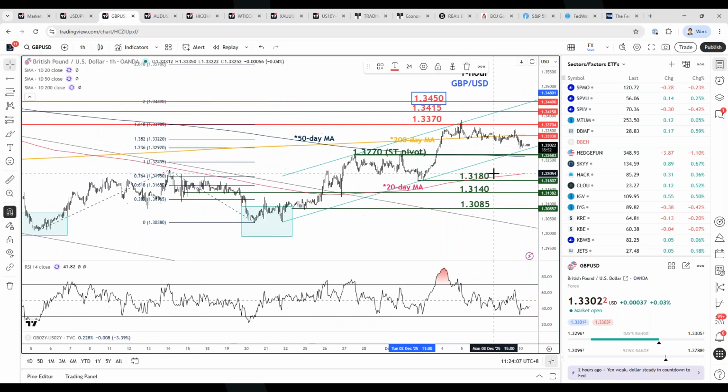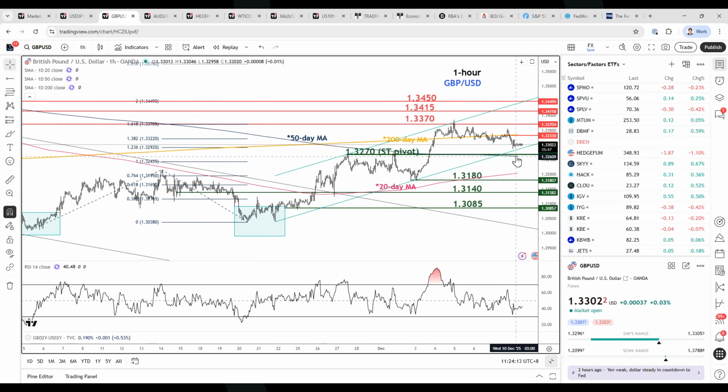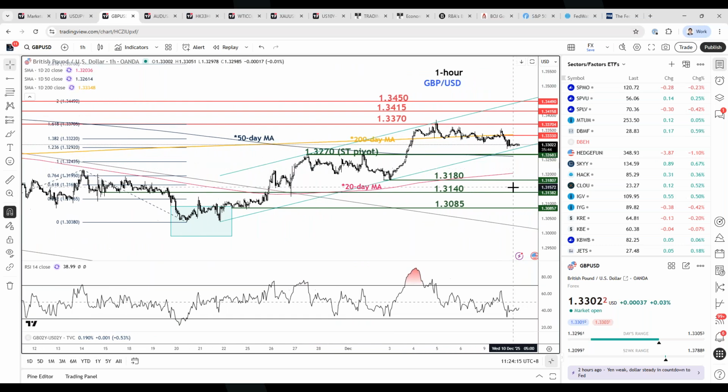Only a bearish breakdown below 132.70 will invalidate today's bullish bias/recovery scenario on the sterling dollar to head down towards the 131.80/131.40 intermediate support zone, which confluence very closely to the 20-day moving average as well. So that's for the sterling dollar.